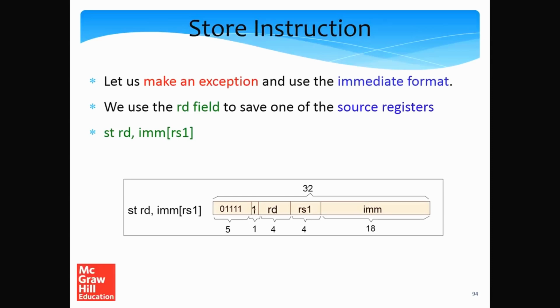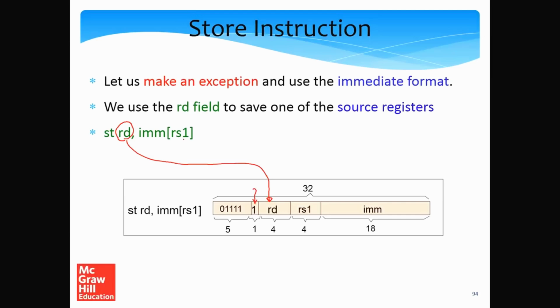The immediate bit over here, which is one more bit, is 1, which means an immediate exists. The register whose value needs to be stored is actually being stored in the RD field, which is fine. It will introduce some complexities in the processor.